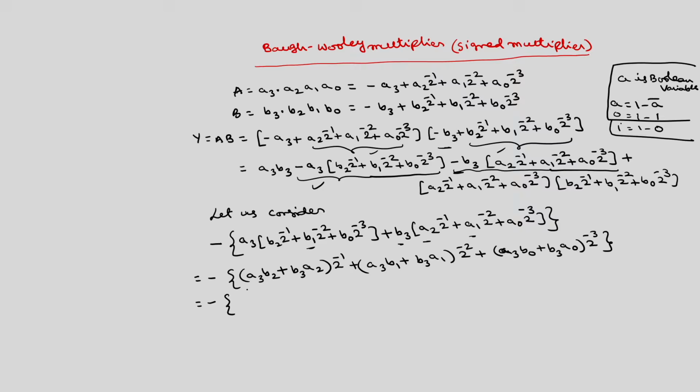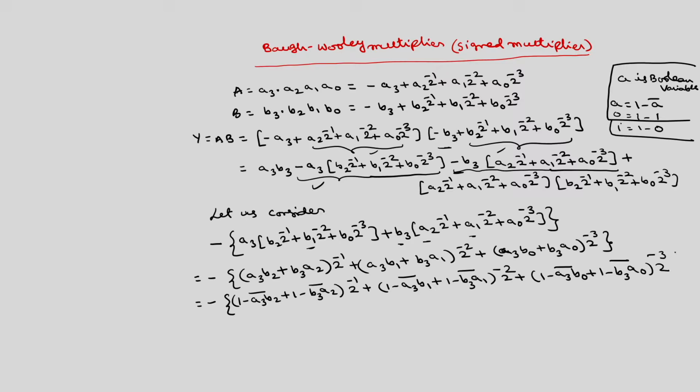This is minus of, this I will write down as 1 minus a3 b2 whole bar, because this I will take as a single term. Similarly, 1 minus b3 a2 bar into 2 raised to the power of minus 1 plus 1 minus a3 b1 bar plus 1 minus b3 a1 bar into 2 raised to the power of minus 2 plus 1 minus a3 b0 bar plus 1 minus b3 a0 bar, whole thing into 2 raised to the power of minus 3.